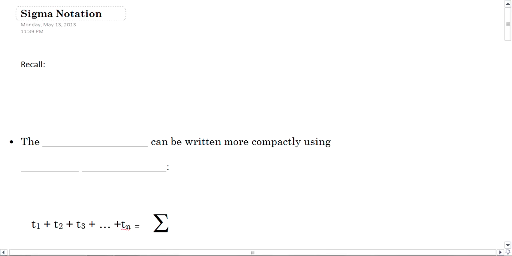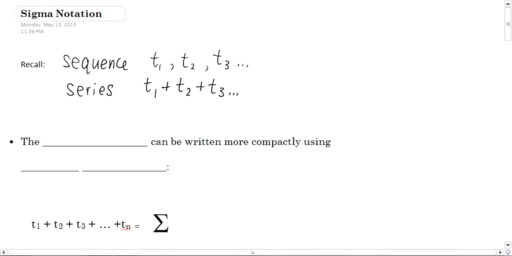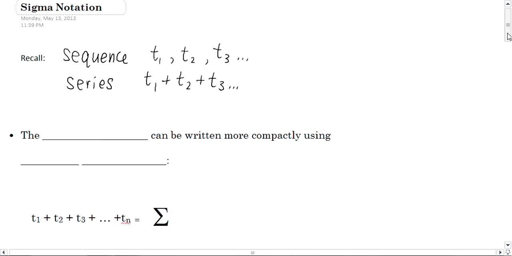So let's get started. Recall, what is a sequence? A sequence is a list of numbers, such as T1, T2, T3, all separated by commas. Whereas a series is really just the sum of these terms. Okay? Get it? Got it? Good. Alright, let's move along.